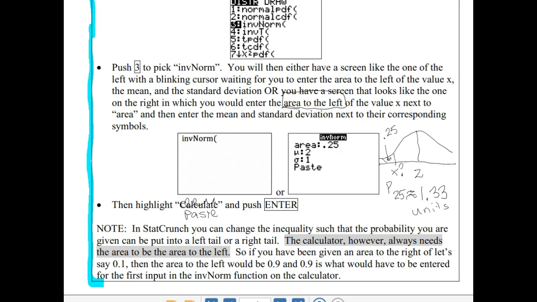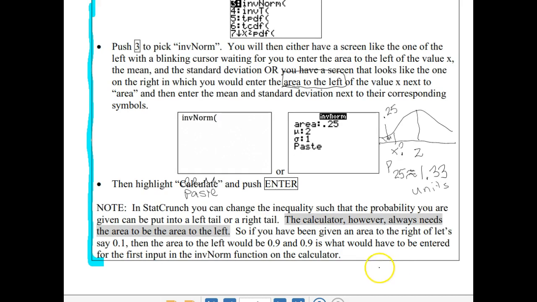So in StatCrunch, you can change that inequality to put that area in a left tail or a right tail. But the calculator always needs that area to be in the left tail. It is set up to compute percentiles. So if you've been given an area to the right of, let's say, 0.1, so let's say we have a normal curve, and to the right of some x value, this area is 0.1. The calculator needs the area to the left of that. Well, the total area has to be 1, so that means the area to the left here must be 0.9. So in using the inverse norm feature on the calculator for this one, that first input would need to be a 0.9. And then whatever mean and standard deviation we were given on the problem.